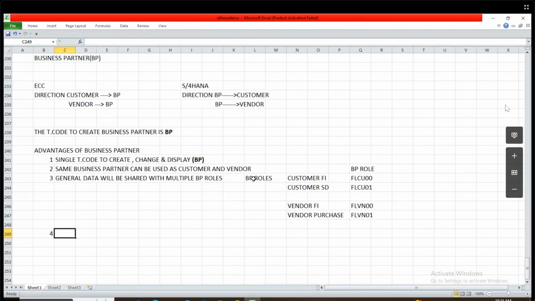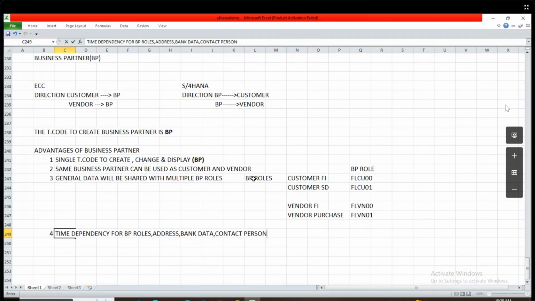Next, here we have time dependency, which means you can have validity periods for BP roles, address, bank data, and contact person. You can have time dependency for these parameters. Okay, address: you can maintain multiple addresses.